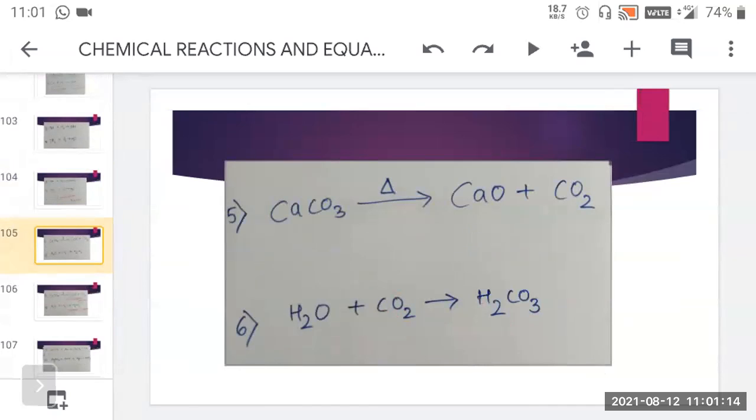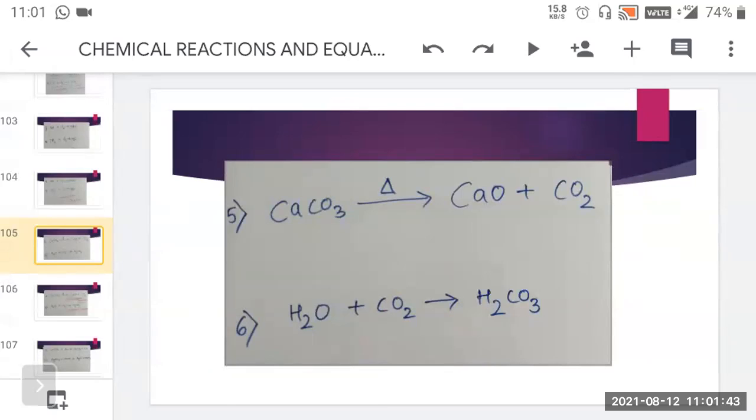Now here you can see CaCO3, when it gets heated, gives CaO plus CO2. Now here, go one by one with the reaction. First one is the combination reaction. According to the combination reaction, 2 reactants and 1 product. Is the condition fulfilling here? No, the condition is not fulfilling. Here only 1 reactant is there and 2 products are there, so it's not a combination reaction.